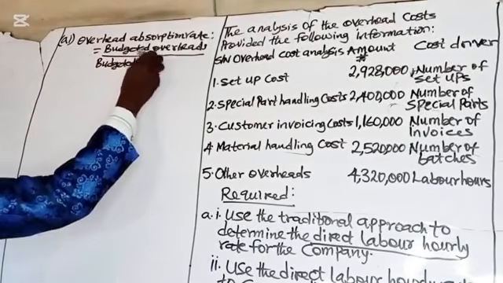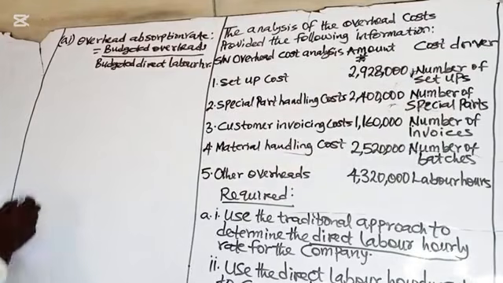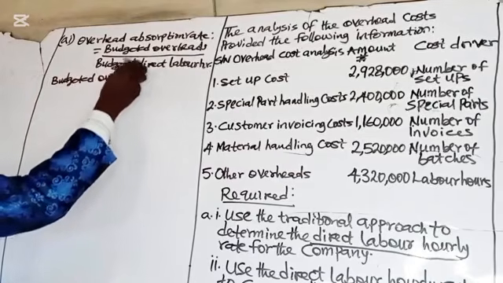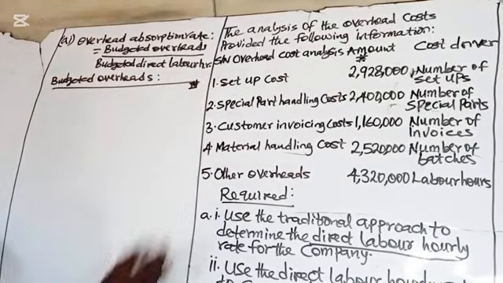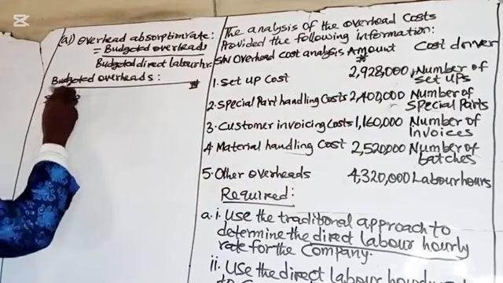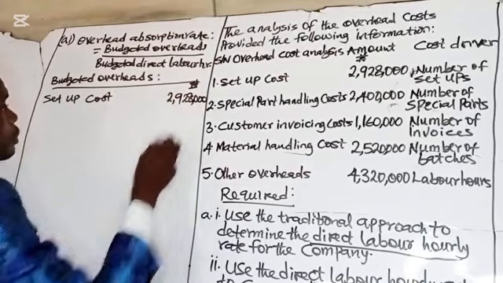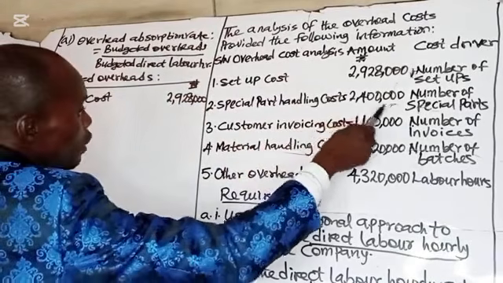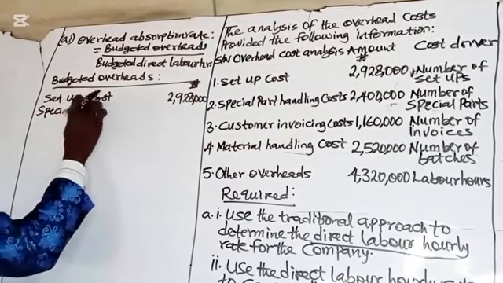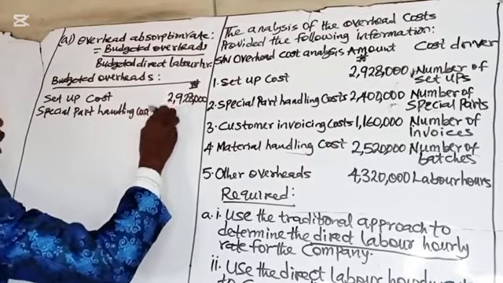Budgeted direct labor hour. How much is now the budgeted overheads? Budgeted overheads comprises: the first item we have setup cost, 2,928,000. The second item is special part handling cost, 2.4 million, that is 2,400,000.